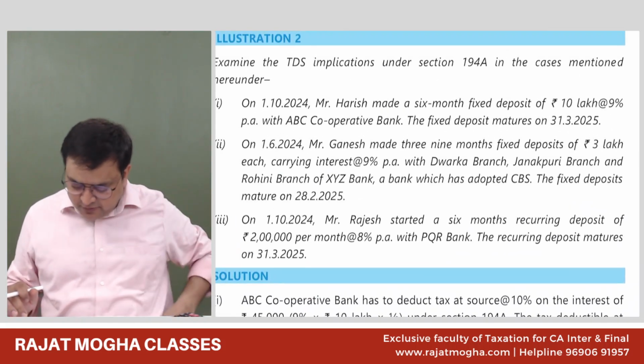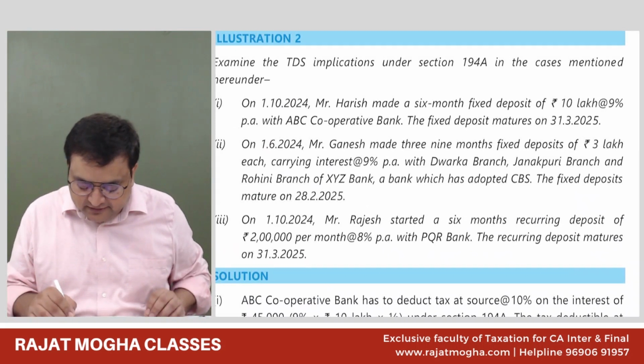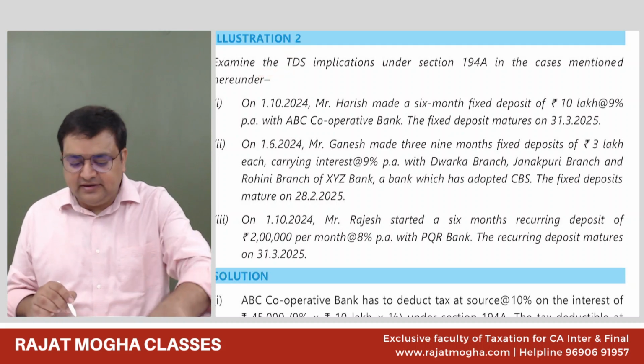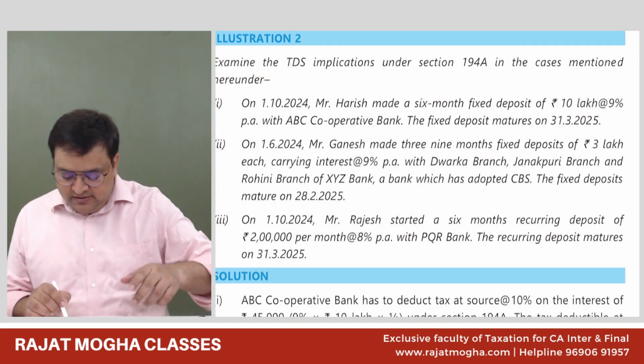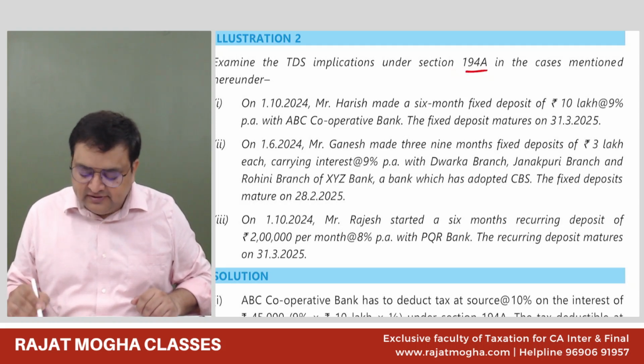Okay, good illustration, quite important illustration. This type of questions generally comes in examinations. Illustration number 2. It says, examine the TDS implications under section 194A. 194A is other interest.